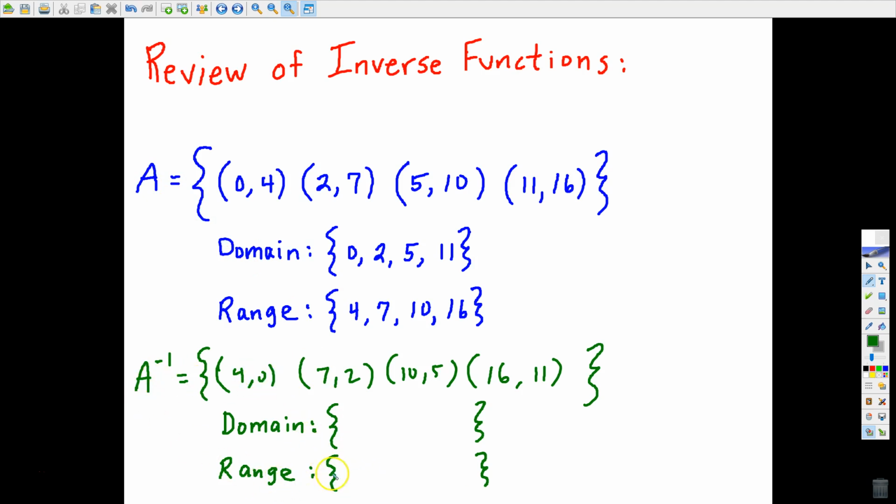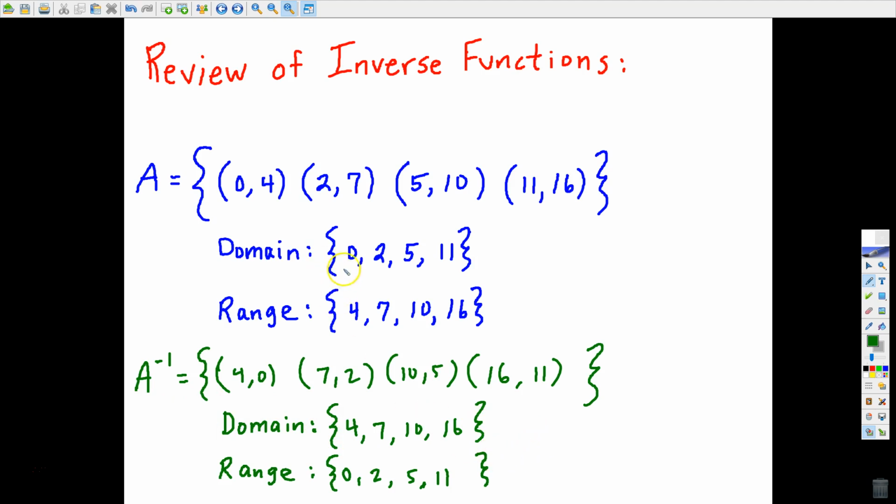You see that? I'll just go ahead and state the range. That's the y coordinates, and that's just going to be 0, 2, 5, 11. So it's always true. I'll say it once again. The domain of a function will be the range of the inverse of that function. And that's also true about the range of a function will be the domain of the inverse, because you're literally just switching the ordered pairs to come up with the inverse.